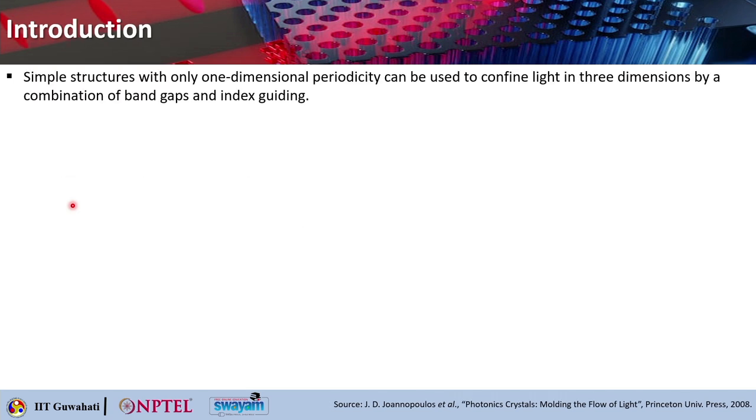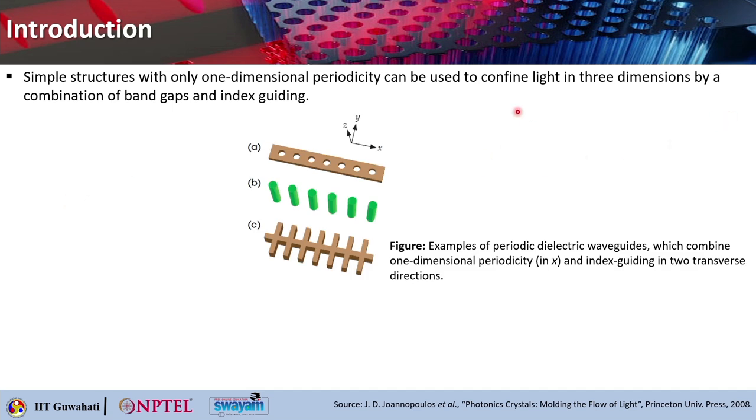So simple structures we have seen already with one dimensional periodicity can be used to confine light in three dimensions, and that uses both the photonic band gap feature as well as index guiding in the other two orthogonal directions. If you remember, as we discussed earlier, this is an example of three different periodic dielectric waveguides. These are the x, y and z directions marked here. Each of these structures has one dimensional periodicity in x, and they are supported by index guiding in the other two transverse directions.